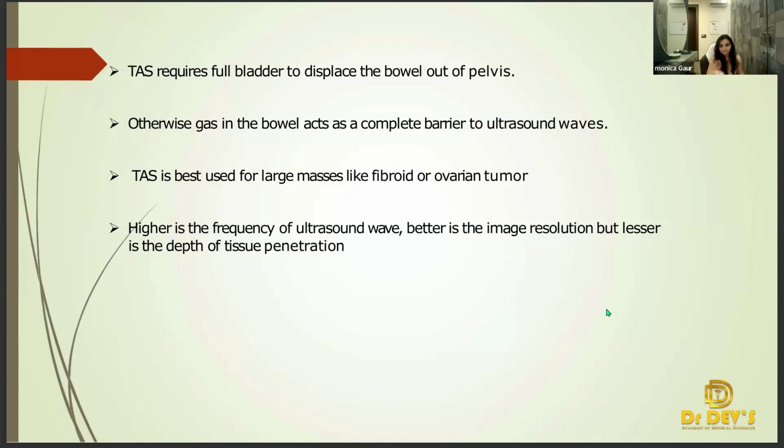It confines itself to the superficial organs. That is the reason when we scan the anterior abdominal wall, we use a linear probe. When we scan the breast, we use a linear probe. When we scan the thyroid gland, we use a linear probe. So just remember this rule: the higher the frequency of the probe, the better the resolution of the image will be, but the tissue penetration of that probe will be much lesser.